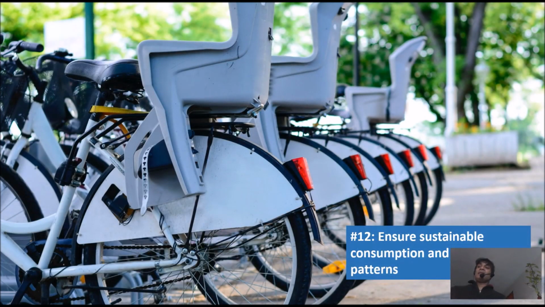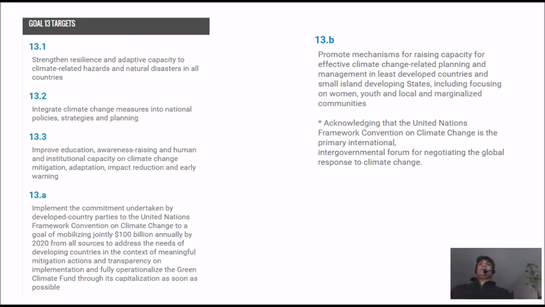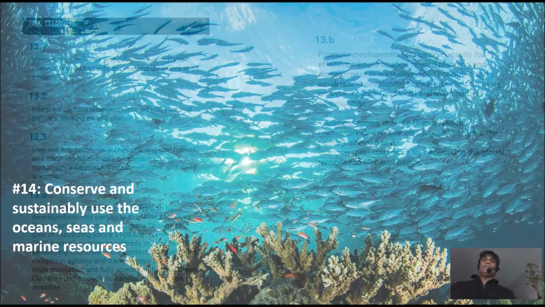Number 12, sustainable consumption and production patterns. This has to do with, again, environmental sustainability. So there's a lot of intertwining going on. Number 13, take urgent action to combat climate change and its impacts. Again, back on the environmental wagon. Here are some of the targets for the climate change goal. 13.2, to make sure that climate change measures are part of national strategies. 13.3, to improve education and awareness raising for climate change. So they're trying to make sure that the goal is interwoven in other levels of society.